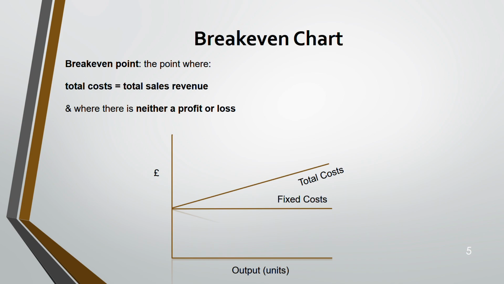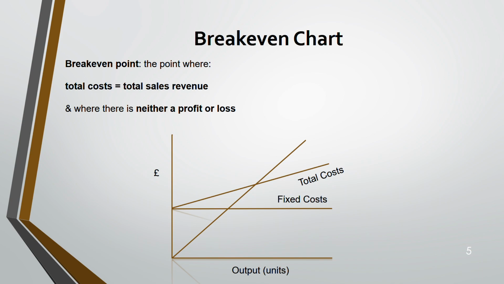Total cost formula is variable cost plus fixed cost. But when you are having no output, there is no variable cost, only fixed cost. So that's why fixed cost is only your total cost. So from the fixed cost line extends the total cost line. That's why it starts from there.